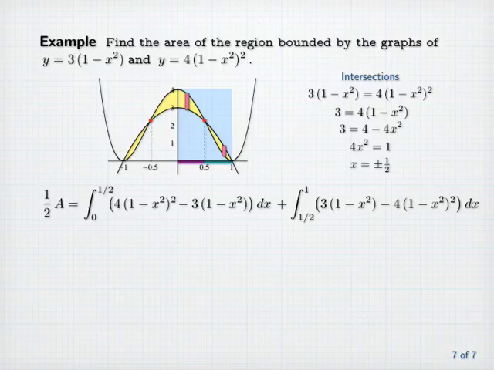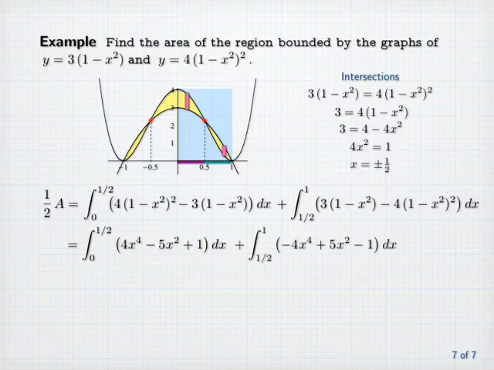Now let's work out these integrals. We'll first simplify the integrands. Notice that each one is just the negative of the other. Now when we multiply out (1 minus x squared) squared, we pick up an x to the fourth term, so we have a 4 times x to the fourth, and we also get a minus 2x squared, which gets multiplied by 4 for a minus 8x squared, and then we have a plus 3x squared from the other term, so we have minus 5x squared, and the constant term ends up being 4 times 1 minus 3 times 1 for a 1. So we'll integrate from 0 to 1/2, 4x to the fourth minus 5x squared plus 1, and then integrate from 1/2 to 1, the negative of that function.